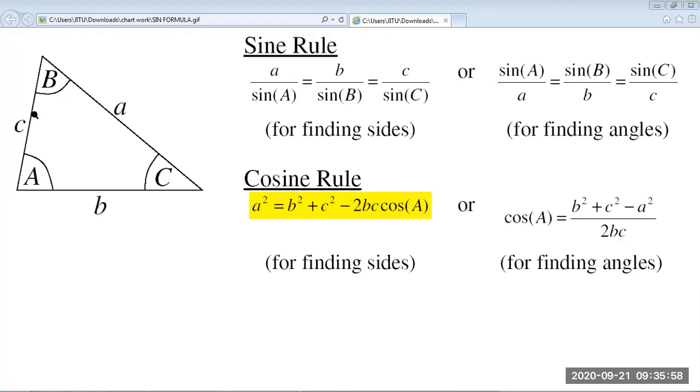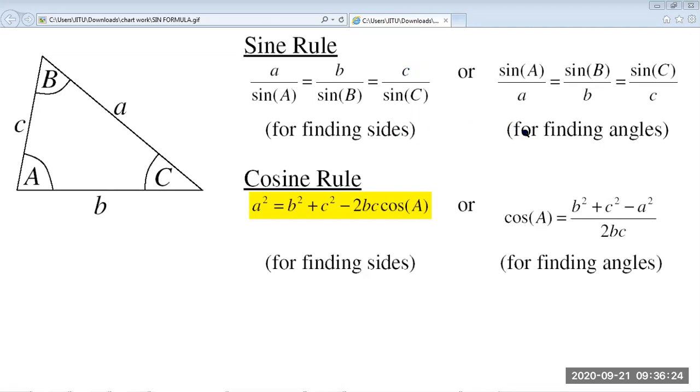So this is your triangle with angle A, angle B, and angle C. Opposite to angle A you have side A, opposite to angle C you have side C, and opposite to angle B you have side B. So the sine rule is: side A upon sine of angle A is equal to side B upon sine of angle B is equal to side C upon sine of angle C, for finding the sides.